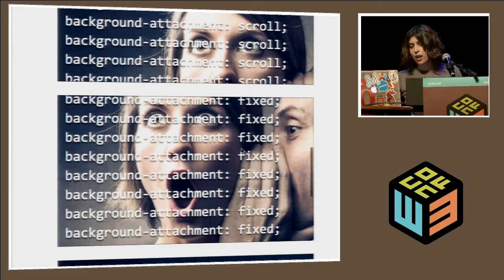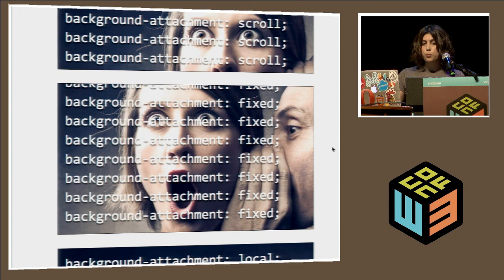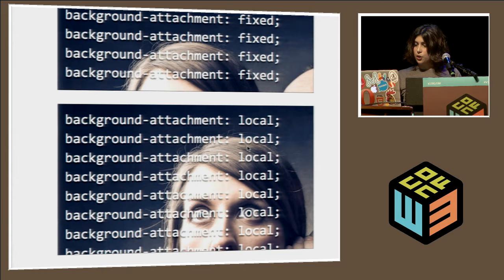So have you noticed what's missing here? We don't have a value that lets the background scroll when you're scrolling the element itself. In both cases, it stays at the same place. And that's why Backgrounds and Borders 3 introduced a new value, background-attachment: local. So with background-attachment: local, when you scroll the page, it behaves the same way as background-attachment: scroll. But when you scroll the element itself, the background scrolls as well.